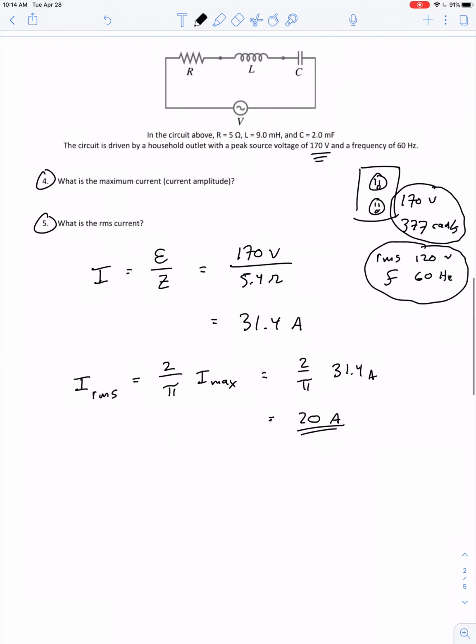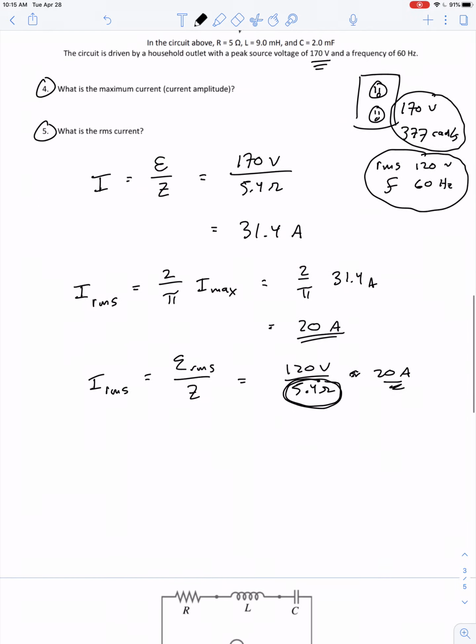We could have just as well used Ohm's law and said the RMS current is equal to the RMS voltage divided by the impedance. And so 120 volts divided by the 5.4 ohms. Well, I think we've got a little bit of a rounding issue here, but I probably should have kept more sig figs, but this is approximately 20 amps as well. Okay, moving on.